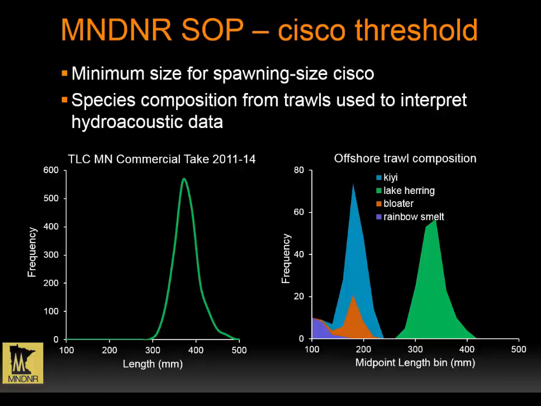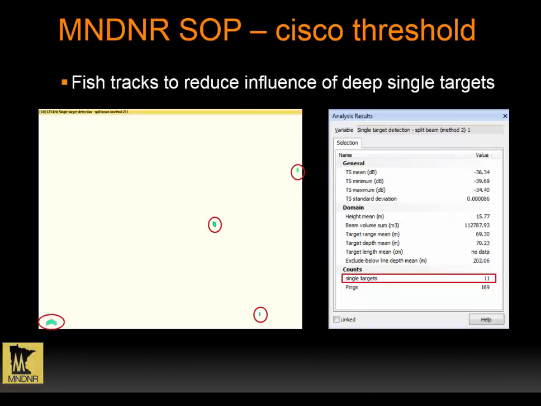saw that there was a really nice separation between Cisco and all other deep water Coregonid species such as bloater and kiyi, and also with rainbow smelt. So we felt that we could use the hydroacoustic data, the in situ data, and try to find this break point for Cisco. Instead of single target data, which is typically used in hydroacoustics, we actually use fish tracks, and we did that partly to eliminate a bias.